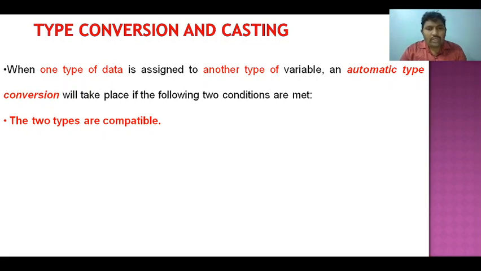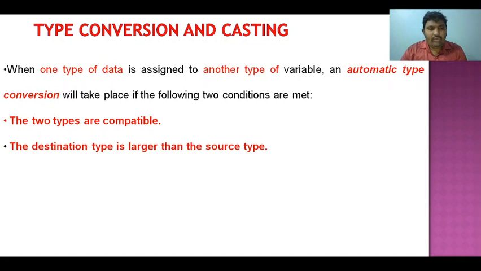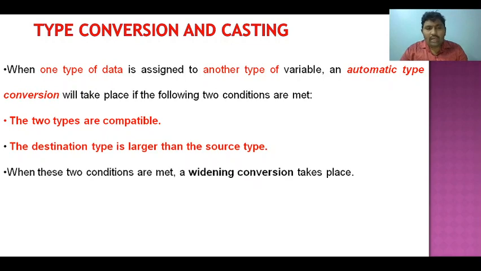What are the two conditions to be met? The first one is that the two types must be compatible. That is, there must be some kind of similarity between the two data types. The second one is that the destination type should always be larger than the source type. This condition is called widening conversion. Why is it called widening conversion? Because we are converting smaller data to larger, where the destination is larger than the source. That's why this is called widening conversion.